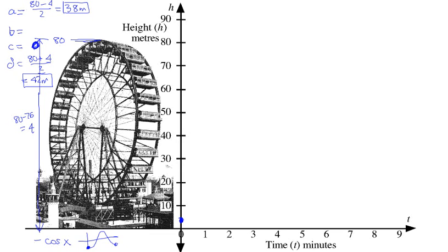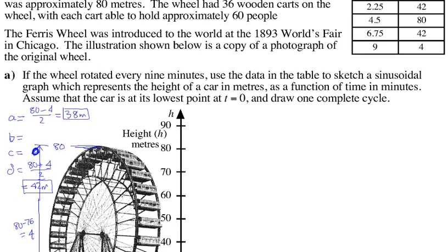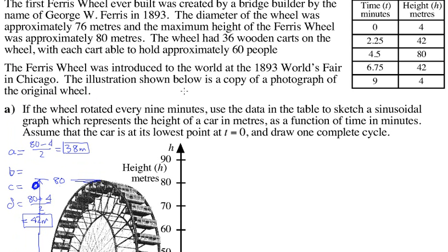Now we need a B value. Any idea about that? They say here the wheel rotated every 9 minutes. That means the period was 9. And our B value will be 2 pi divided by 9. You've seen a few examples where we leave that alone as 2 pi over 9, but I'm going to take a chance and actually do 2 pi divided by 9 and get 0.698 this time. We'll see if that is any nicer to work with. So our B value is 0.698.